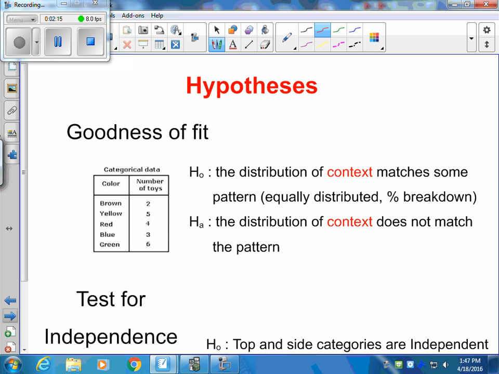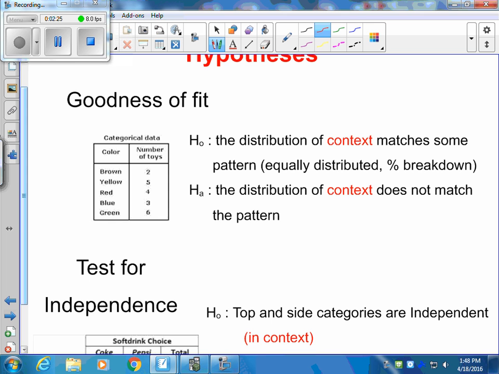Okay, now the one thing that's different about chi-square tests than any other is really the hypotheses. There are usually no numerical values put into your null and alternative hypotheses when we're looking at a chi-square setting. So if you're looking at a goodness of fit, your null hypothesis is that whatever distribution we're looking at is either equally distributed or matches some percentage breakdown. Okay, so we're looking at those individual values overall. And the alternative is whatever distribution you're looking at does not match, is not equally distributed, does not match the percentage breakdown given to us. Okay, so it is a statement about the goodness of fit.